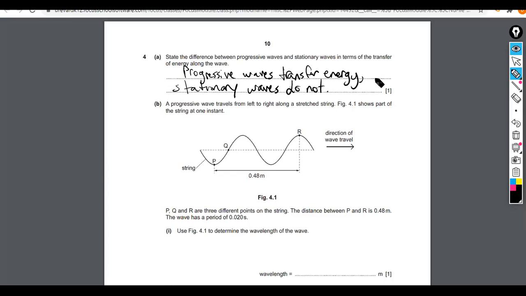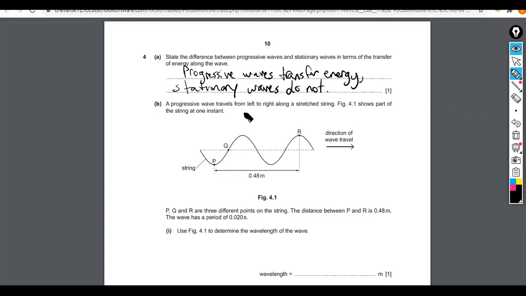Yet or and? What did you say before? But? Okay. But stationary waves do not. Anybody would just forget a coordinating conjunction, two complete sentences. Progressive waves transfer energy, period. Stationary waves do not, and then it's understood, transfer energy. However you want to word it, okay? Your own words, that's the key. But this is the idea.